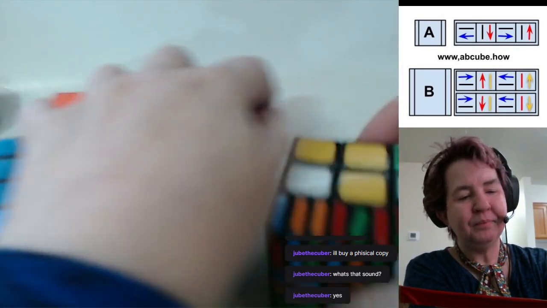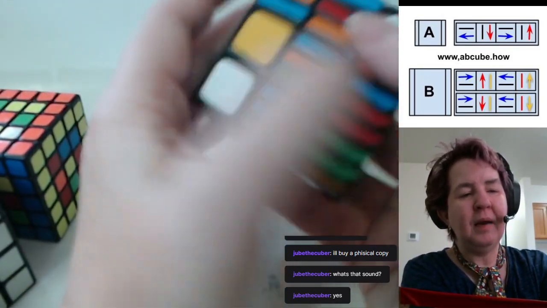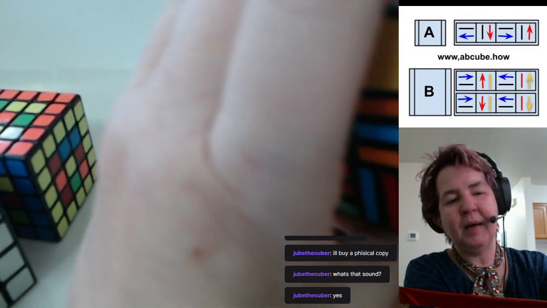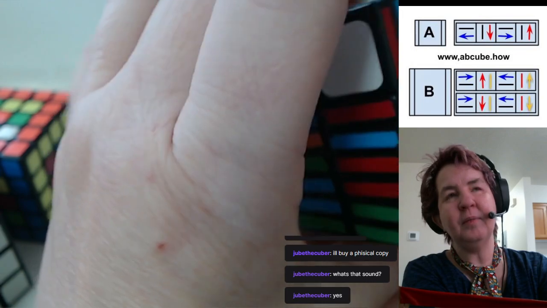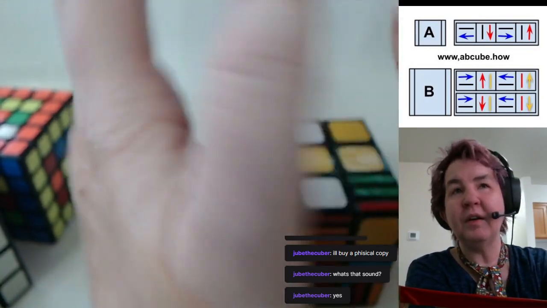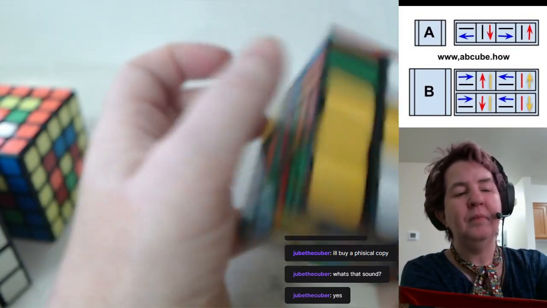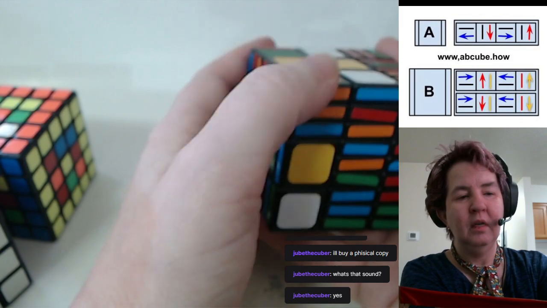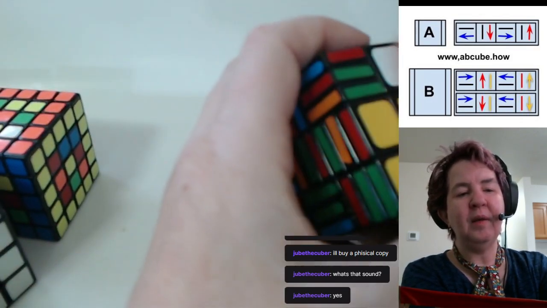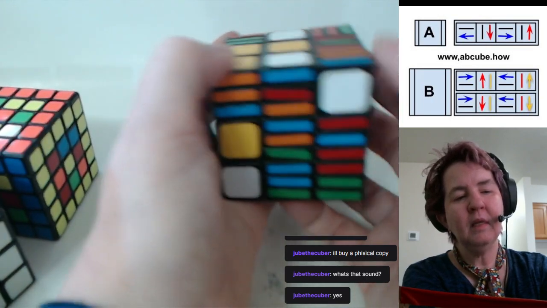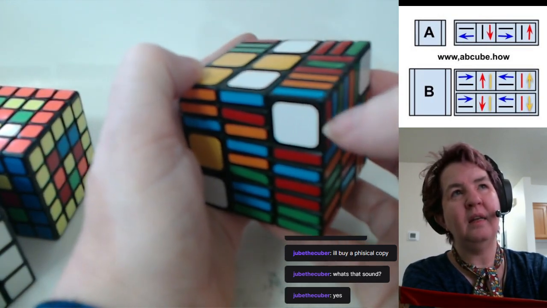All right, so from this point forward, I don't have to worry about my centers being diagonal because formula A and formula B are not going to move them. So it's a commutator, so it's a mathematical zero, it's not going to move them. I'm going to bring yellow to the top just like I do. One of them is already on top, so that goes under my left thumb. Is there a yellow here on this corner somewhere?